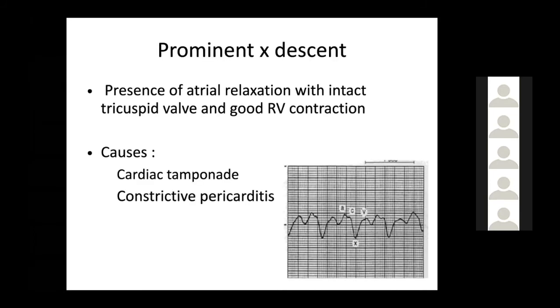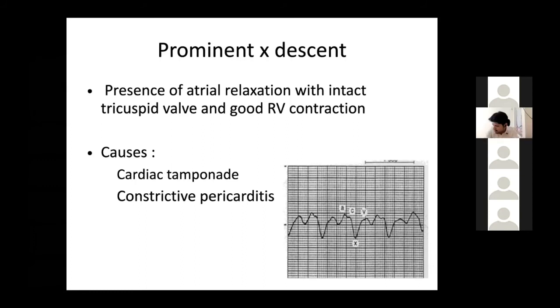Now, apart from the absent A wave in atrial fibrillation, you also get an absent X descent, and you get an X prime, which is usually preserved. Now, what are the causes of a prominent X descent? After the A wave, there is something known as the X descent. There are two important causes of a prominent X descent.